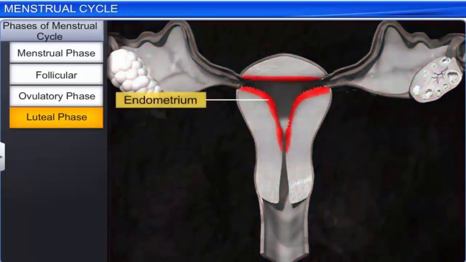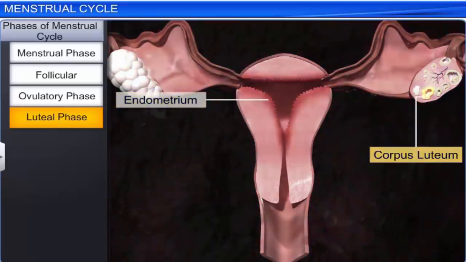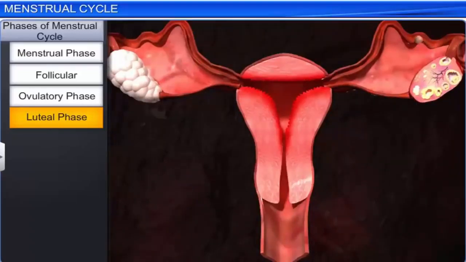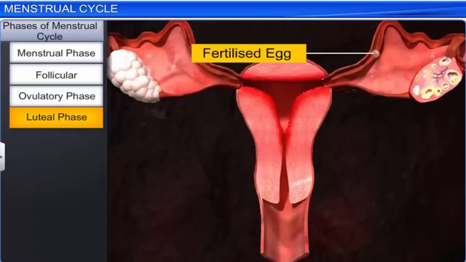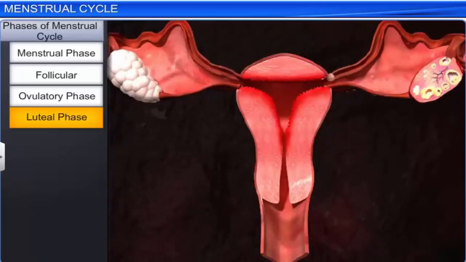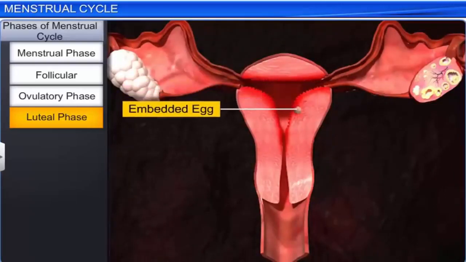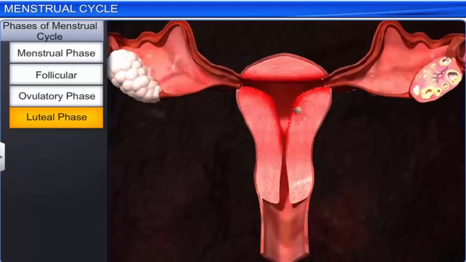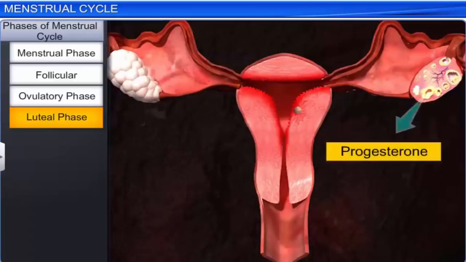Interestingly, the endometrium and corpus luteum play a vital role during the early stages of conception. For instance, a fertilized egg gets embedded in the endometrium and derives nourishment from it. The corpus luteum, on the other hand, starts secreting progesterone that helps maintain the endometrium and encourages the growth of the developing embryo.